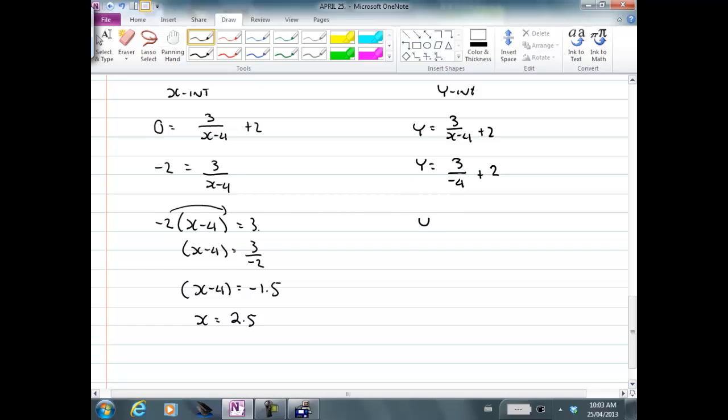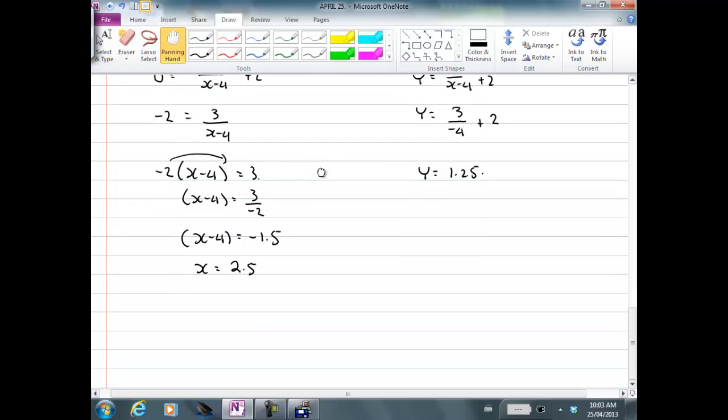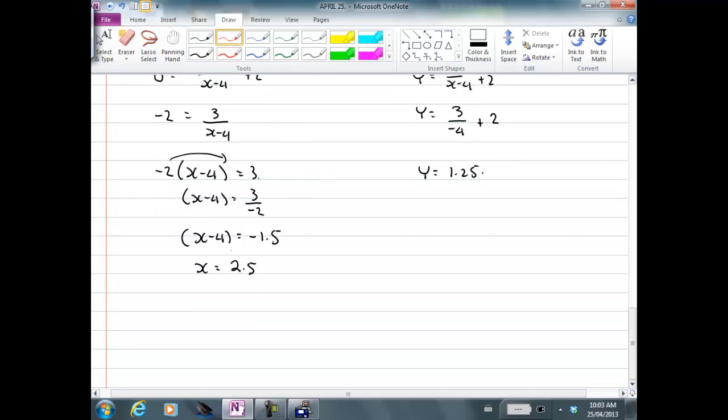Y equals negative 0.75 plus 2, 1.25. So let's pull everything we have together right now. When you graph, these are things I'm looking for. I'm looking for your x-intercept, your y-intercept, I'm also looking for your HA, and I'm also looking for your VA. Four things I look for when you graph.